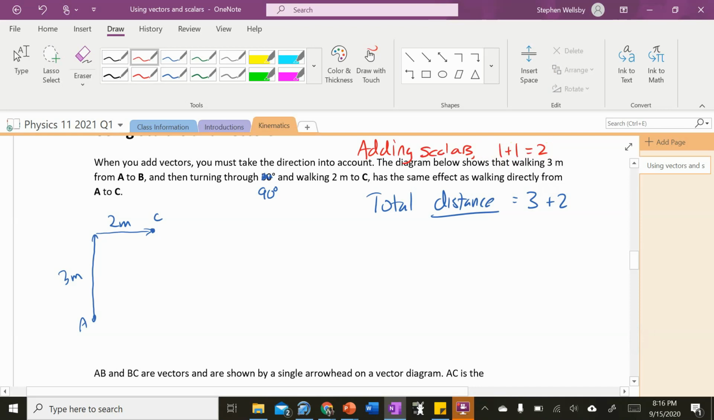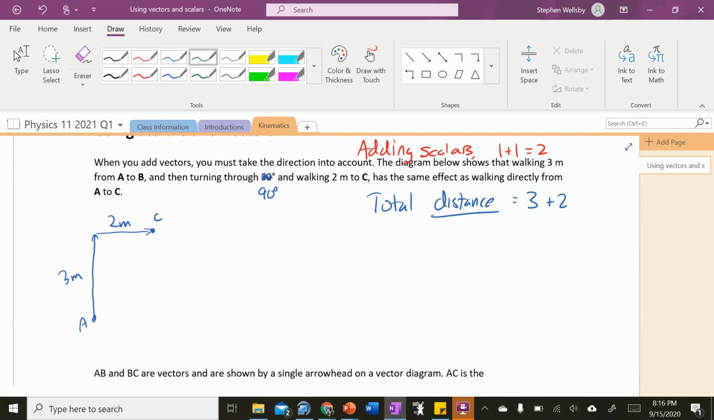Whenever you're adding scalars, if you have, let's say, $1 plus $1, you're going to have $2. Because a dollar, for example, would be a scalar. It doesn't have a direction. So this is always going to be true when you're adding scalars. 1 plus 1 equals 2 as an example.